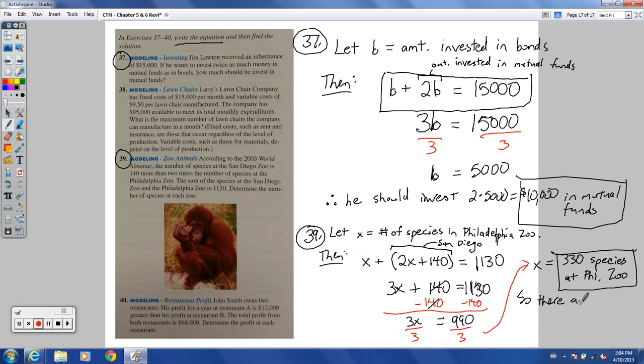and that means that for the San Diego Zoo, there are 2 times 330 plus 140, that would be 660 plus 140. 660 plus 140 would be 820. Did I get that right? Something's off. No, it would be 800, I'm sorry. 660 plus 140, 800, there we go. It would be 800 species at the San Diego Zoo. And if you put this one and this one together, 800 plus 330, it equals 1130, just like it should.